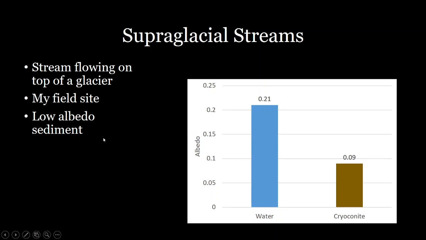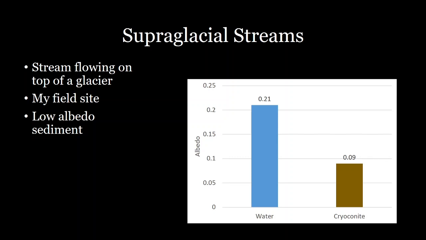And so one of the reasons why I study superglacial streams in particular is because they're particularly low albedo features. So the ice of the ice sheet tends to have an albedo roughly around 0.45, maybe a little higher if there's fresh snow that's accumulated on it as well. Whereas the water can have albedos as low as 0.21. And when there's sediment in that water, cryoconite that's flowed into those streams, the albedo can be reduced all the way to 0.09. So very dark in color.